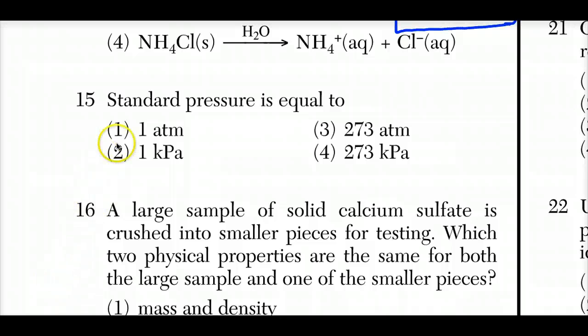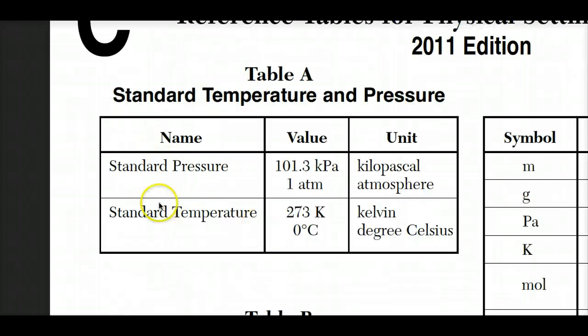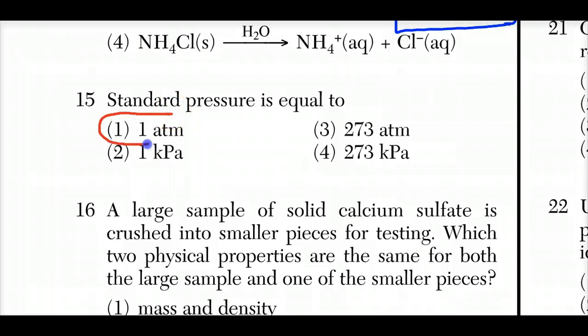15. Standard pressure is equal to, well, we have an atmosphere, a kilopascal, 273 atmospheres, 273 kilopascals. Why don't we go to table A that lists standard pressure? And here we are, standard pressure 101.3 kilopascals or 1 atmosphere. Let's go back to the question. So 1 atmosphere is exactly what's listed as our answer on table A. 15 is 1.